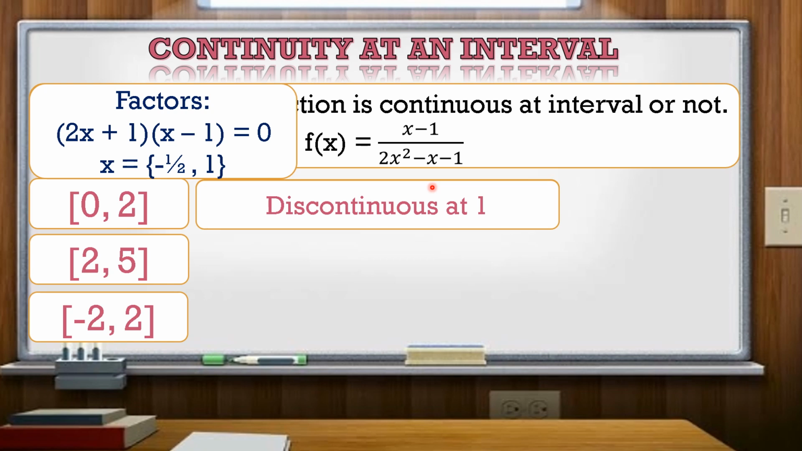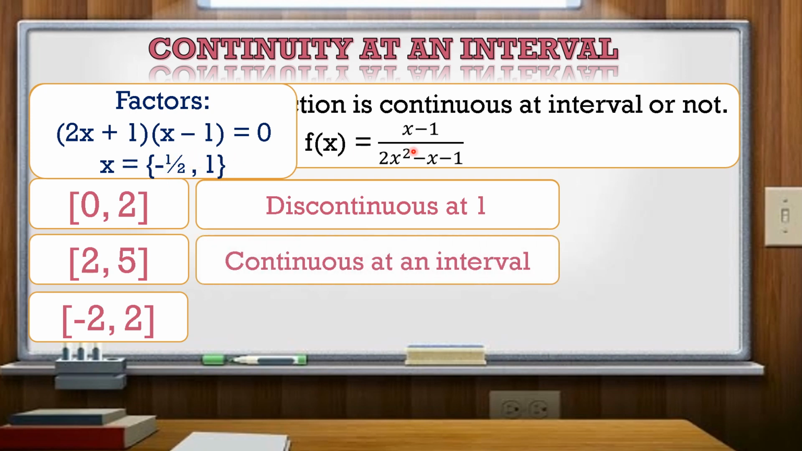How about 2, 5? So, 2 kasama, 3, 4, 5 kasama. So, walang negative 1 half and 1. Define pa rin yung function. Thus, continuous naman siya at an interval 2, 5. Okay, tuloy-tuloy yung graph natin.